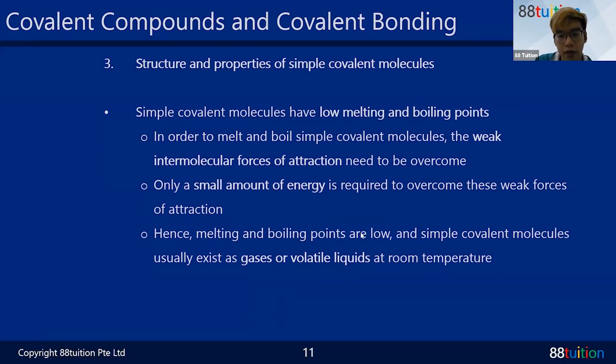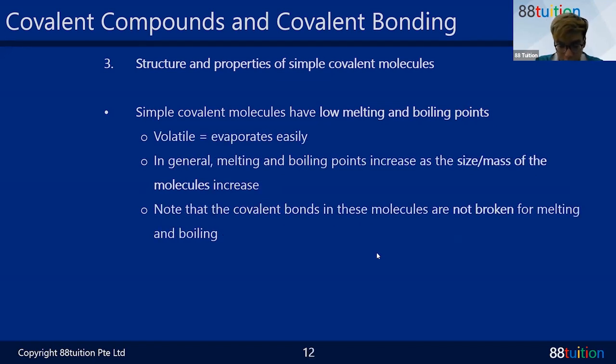Okay, so because of this, a small amount of energy is required, and that's why melting and boiling points are lower. And because of this property, most of your simple covalent substances at room temperature are usually gases, like oxygen gas, nitrogen gas, carbon dioxide, or liquids like water. So either gases or liquids.